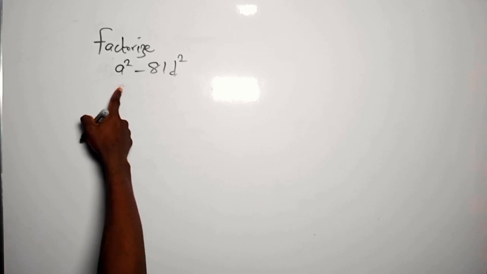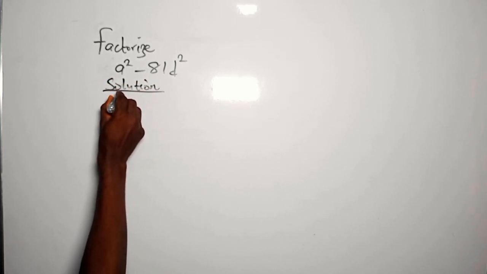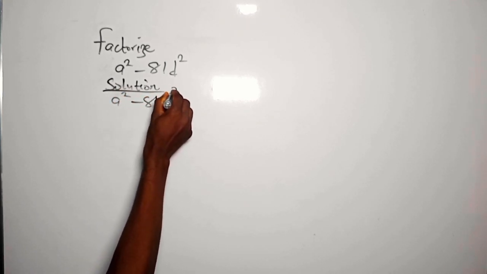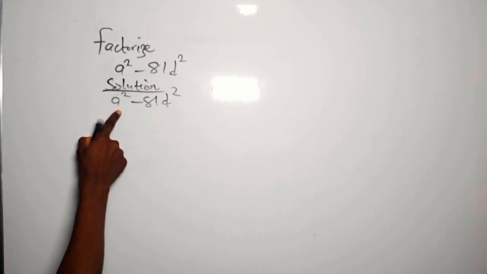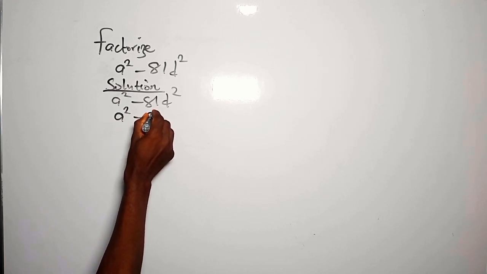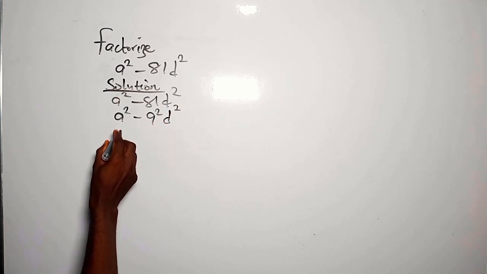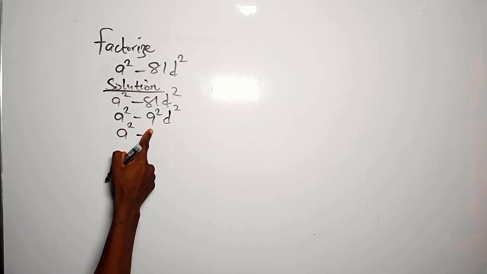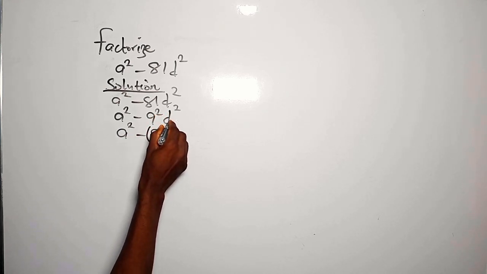The question says factorize a squared minus 81 d squared. So how do we go about this solution? Here we have a squared minus 81 d squared. For 81 we have this to be 9 squared, which is 9 times 9, that is 81, times d squared. So we can write this as a squared minus, since we have the same exponent, 9d and everything squared.